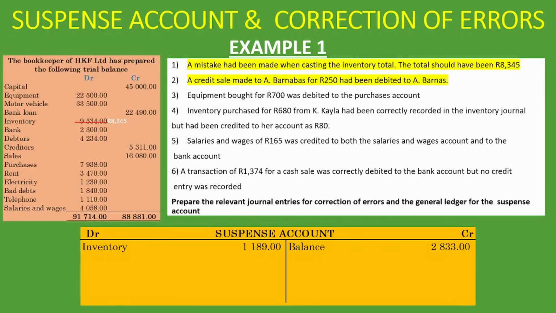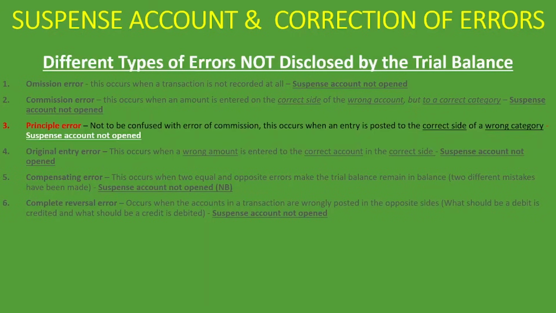Let's move on to the third one. Equipment bought for 700 Rand was debited to the purchases account. Now, equipment is an asset and purchases is an expense. Those are two different categories. So if the mistake was with the categories, posting it to the wrong category, we have an error of principle here. And let's go back and see. Error of principle here says that this occurs when an entry is posted to the correct side of a wrong category. We posted it to the expense account instead of an asset account.